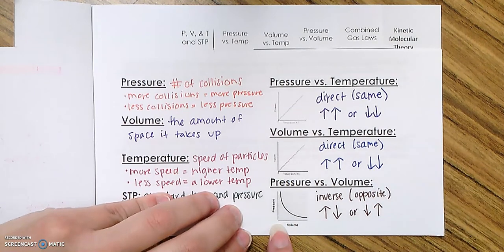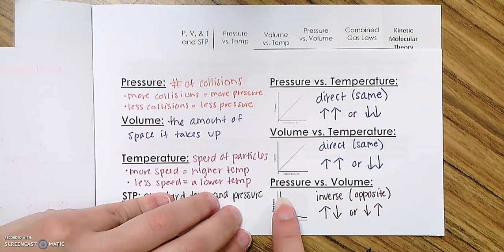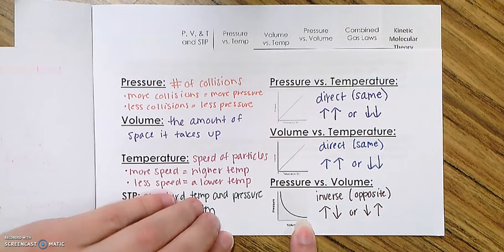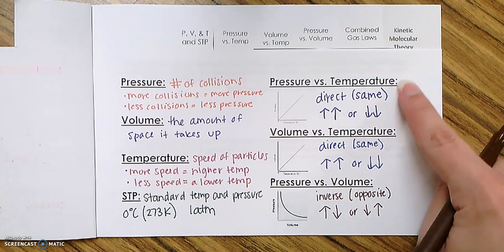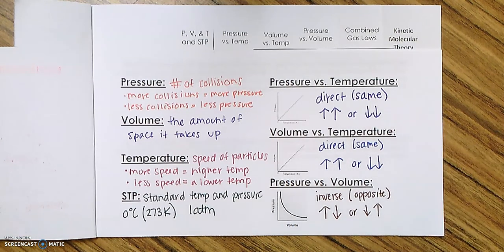Since I misspoke, let's walk through it again. When volume is small, pressure is high. When volume is high, pressure is low. Small volume, large pressure. Large volume, small pressure. So those are our relationships. You'll notice that when temperature is present, they are direct. So that's usually the easiest way for me to remember it. So if temperature is there, it's direct. And if temperature is missing, pressure versus volume, then it is inverse.